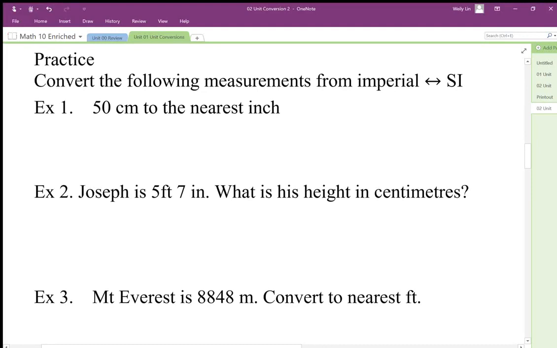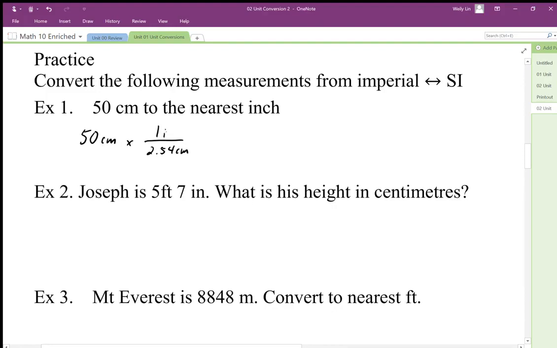So converting centimeters to inches, we're going to use 2.54. We could use the other unit rate as well, but we'll just use 2.54 in this case. Now, if you choose to use the other one of 0.39, that's perfectly fine. But I'm going to use 50 centimeters, and I'm going to use 2.54 centimeters. Make sure the units cancel out.